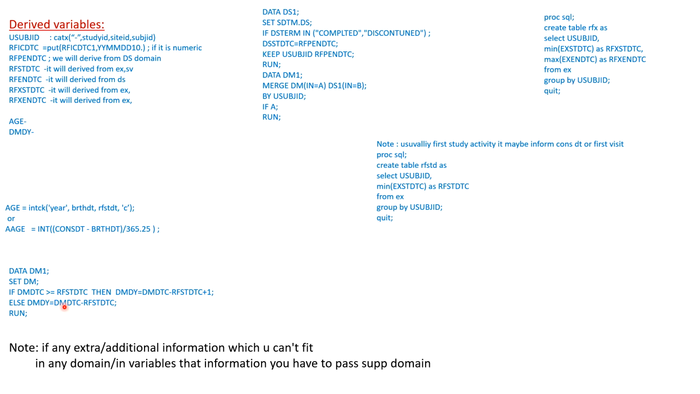So this is the study day. The study day formula will be the same in the entire domain. How will it be? If DMDTC is greater than or equal to RFSTDTC, then DMDT minus RFSTDT plus 1, or else minus. In this way we will derive the study day. Any extra variable other than these we will keep in the supplemental domain.